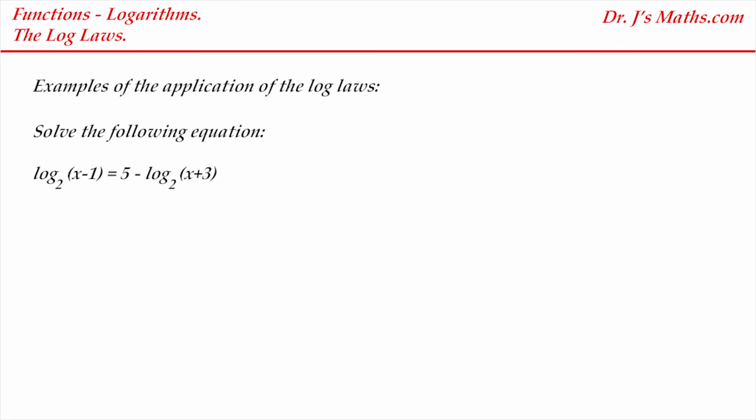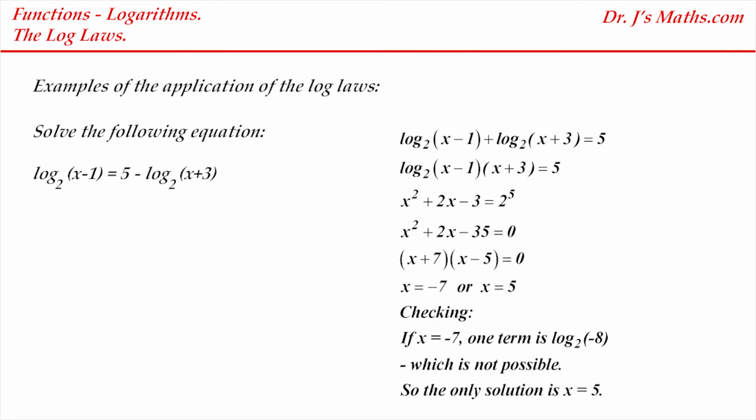Now an equation a little bit more complex. We have log of x minus 1 to the base 2 is equal to 5 minus log of x plus 3 to the base 2. So we're going to get the right-hand log across to the left, so we can write log of x minus 1 plus log of x plus 3. So now we've got two logs added together, so we can multiply them together. Log of x minus 1 times x plus 3 to the base 2 is equal to 5.